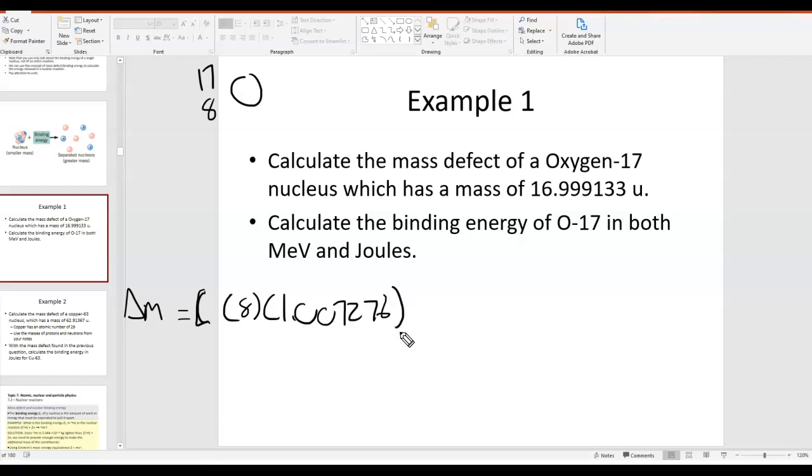1.007276. Remember earlier when I told you to write those numbers down, this is why. Plus the mass of 9 neutrons, that's 1.008. Let's see.